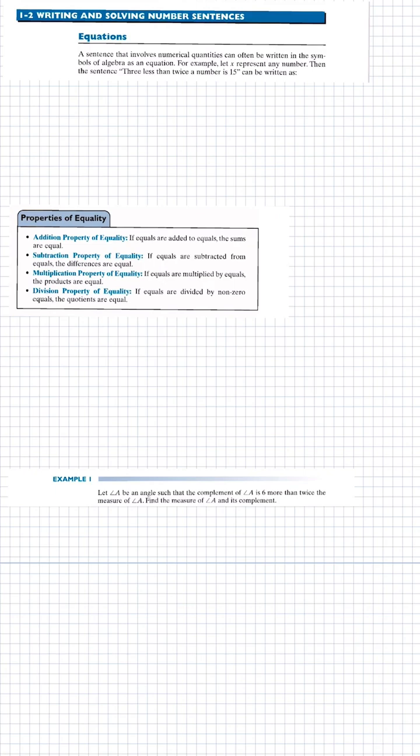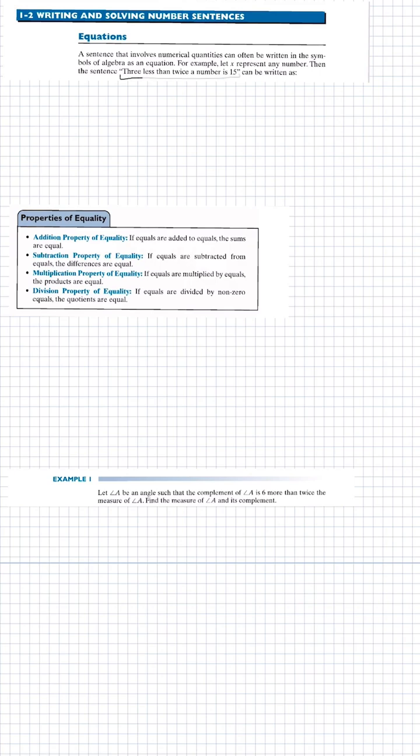So number sentences are mathematically known as equations, and the exact definition of an equation is a sentence that involves numerical quantities that can often be written in symbols of algebra as an equation. Now I get that the definition is pretty confusing, so let's quickly give an example.